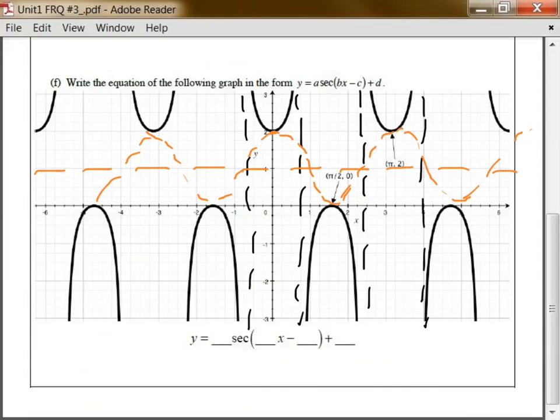Now, can you guys tell me what the period is? How are we going to figure out what the period is? The period is going to go from one asymptote to the other asymptote, because that would be a complete sine curve. What is that? Oh, I'm sorry. A cosecant curve. Okay, so let me draw my asymptotes like this. From here to here.